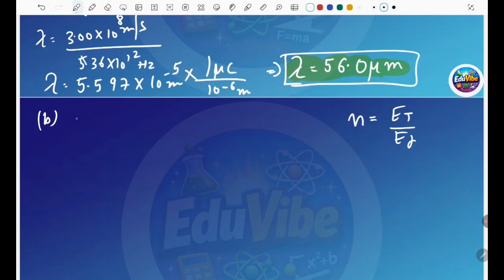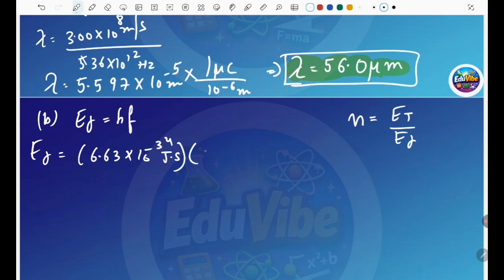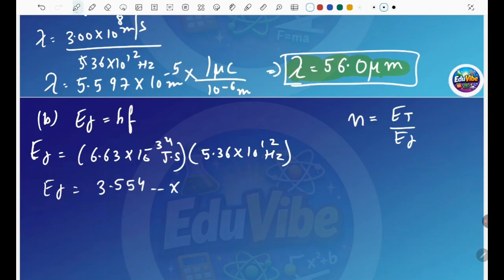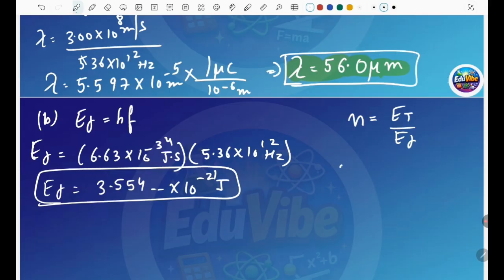For the energy of the photon, we can easily find it from here. We know E photon is equal to h times frequency, and we have both of these things. For h we use 6.63 times 10 raised to power minus 34 because we want it in joules, and for frequency we have 5.36 times 10 raised to power 12 Hz. When you do this, you get about 3.554 times 10 raised to power minus 21 joules. This is your energy for the photon. So put it over there.